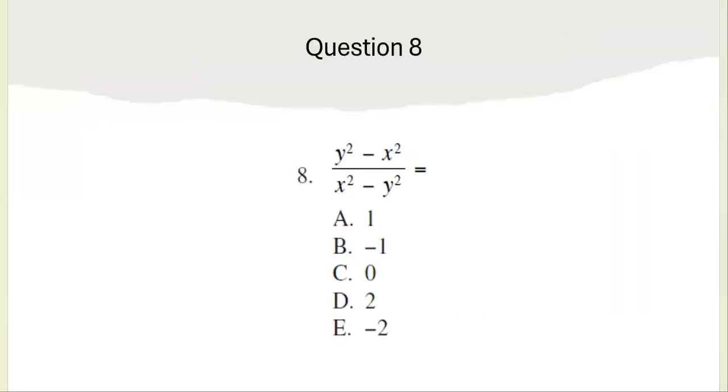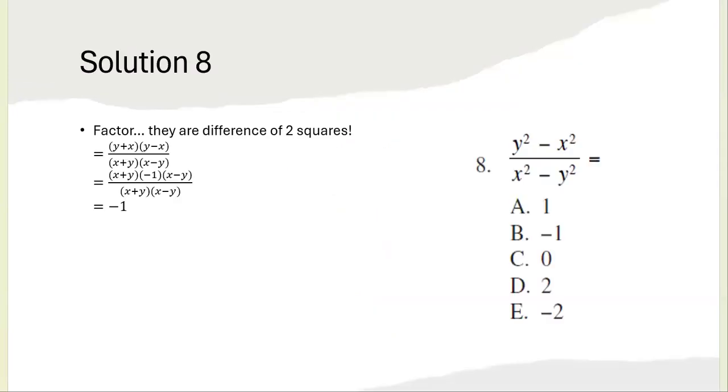Question 8. What does it simplify to? There's a difference of two squares for both of them. So the top is y plus x, y minus x. Bottom is x plus y, x minus y. Okay, so we can rewrite them a little bit. We can rearrange the order for this y plus x to x plus y. We can factor out -1 from y minus x and rearrange the order to be x minus y. These cancel, you're left with -1, choice B.